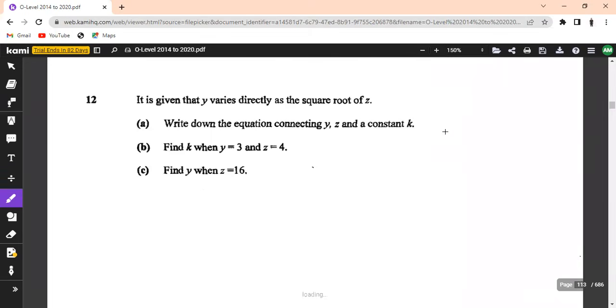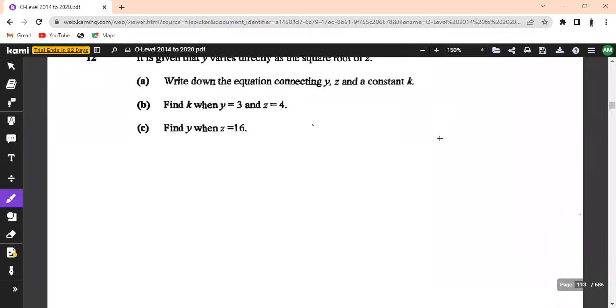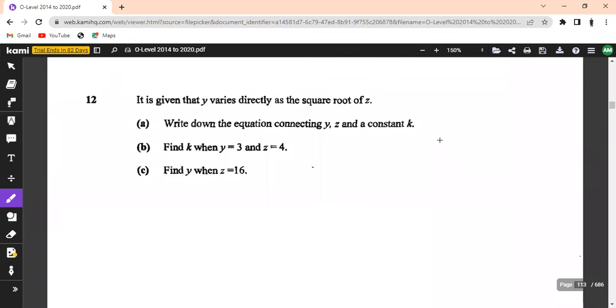All right, it is given that y varies directly as the square root of z. So this is the square root, not the square, but the square root of z like this. So it means y here varies directly as the square root of z. That is what it means. All right, so the first part is to write down the equation connecting y, z, and take note, a constant k. So we need the constant k. So you know that y is equal to k square root of z.